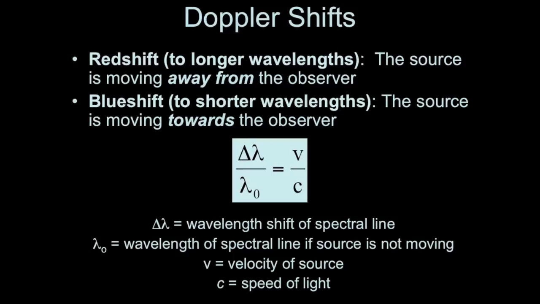v is the velocity of the source, or the relative velocity between the source and the observer, and c is the speed of the wave, and in this case it's the speed of light. Notice that the bigger the change in lambda, the bigger the change in the wavelength between the source and the rest wavelength, the bigger the velocity. Or vice versa. Really what that means is the bigger the relative speed, the bigger the change in the wavelength will be.